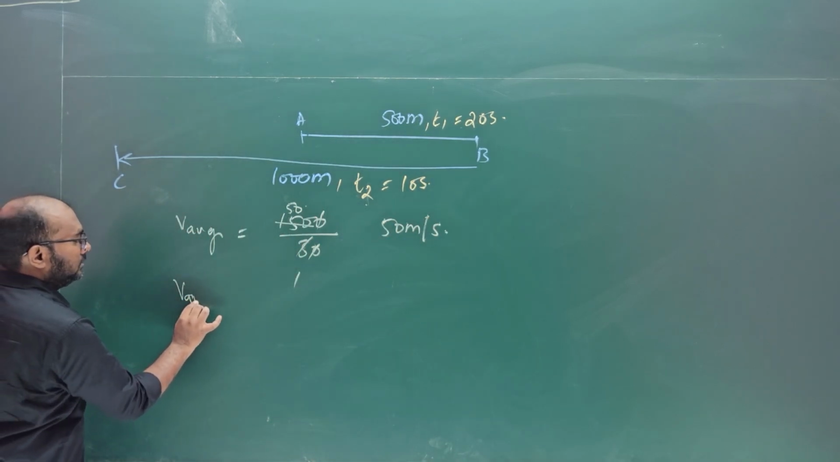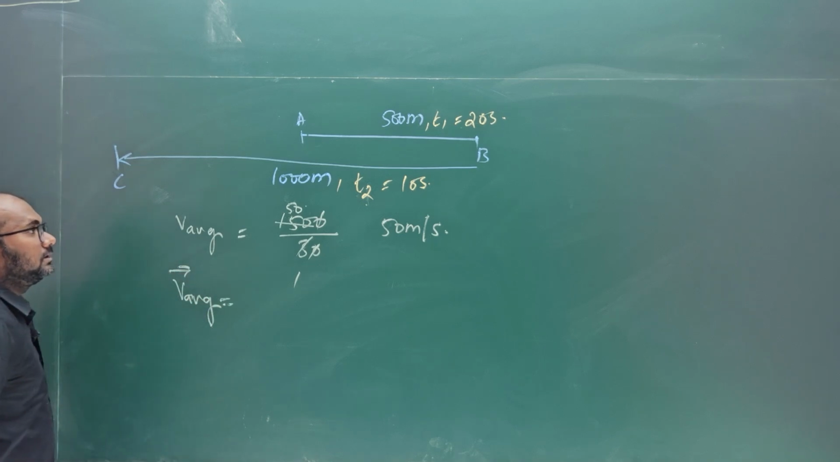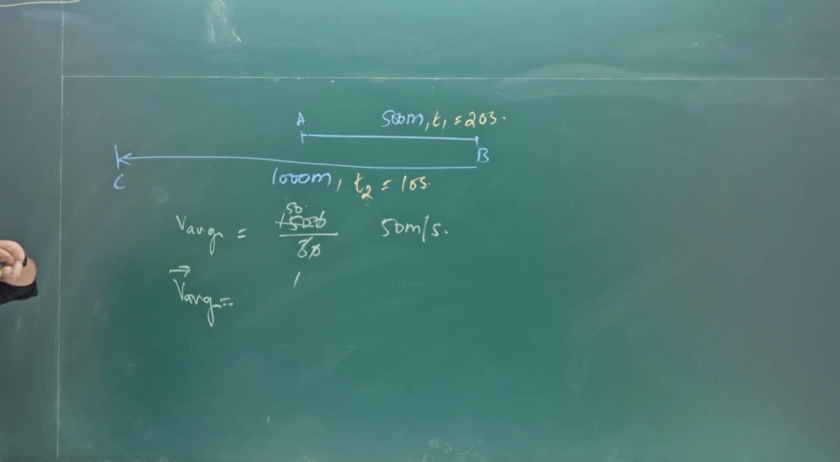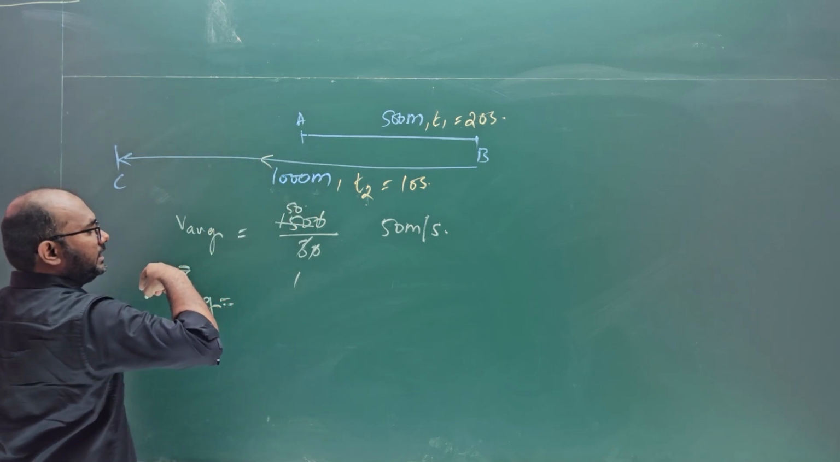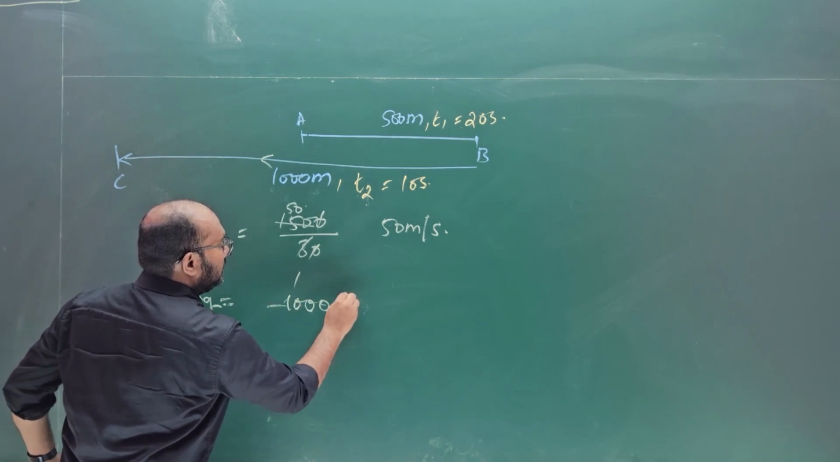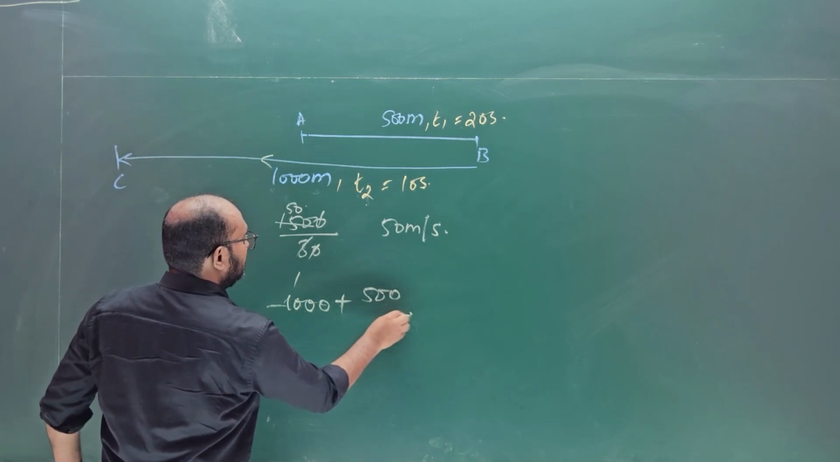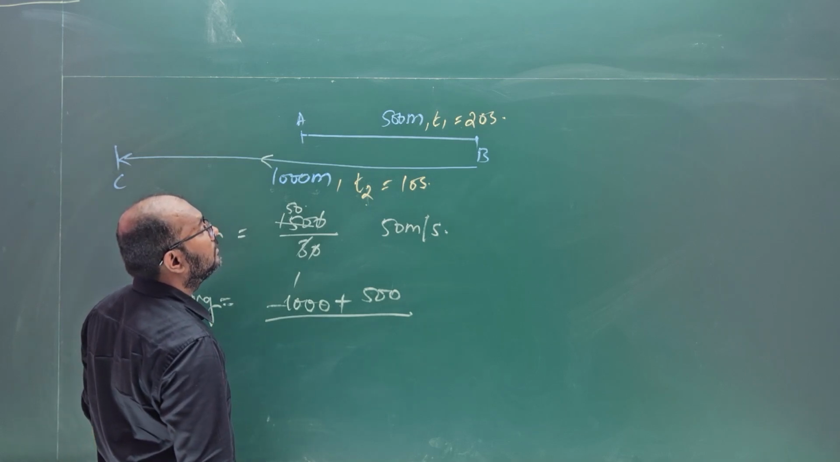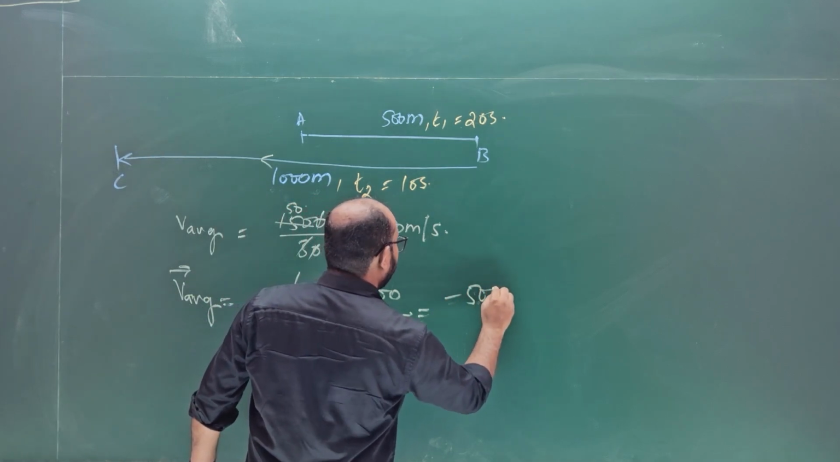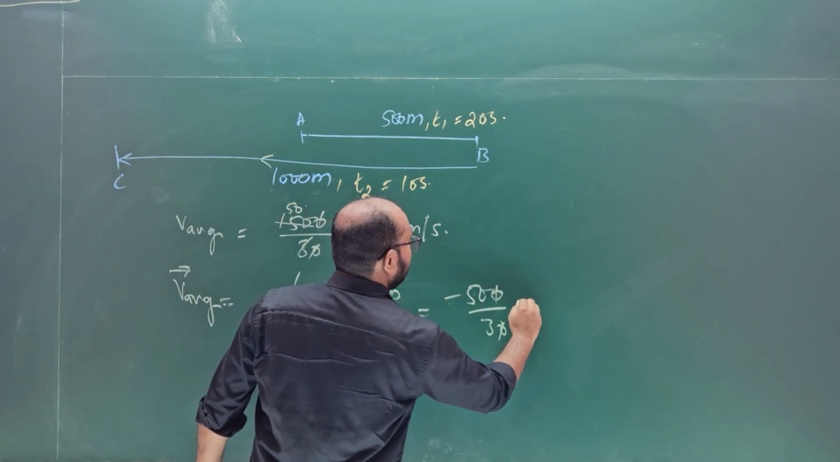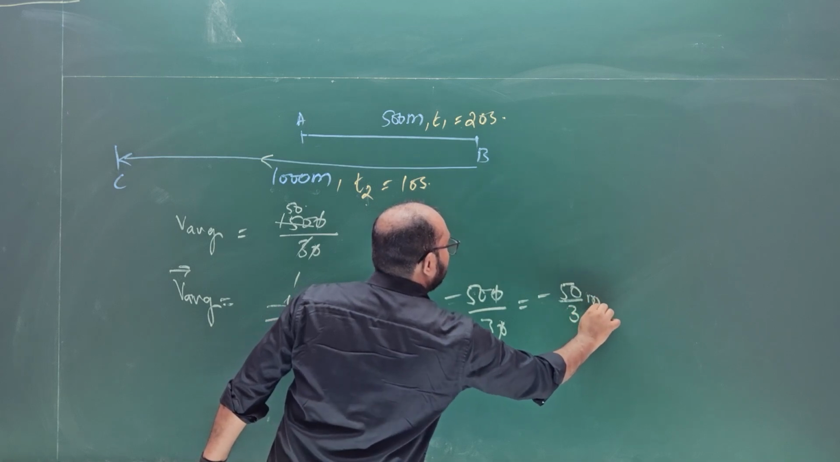Similarly, average velocity is final position minus initial position upon time. Final position is 1000 minus 500. But 1000 is in which direction? In this direction, so this 1000 should be written with a negative sign. So minus 1000 plus 500 upon time 30 seconds. This is nothing but minus 500 upon 30, that is minus 50 upon 3 meter per second.